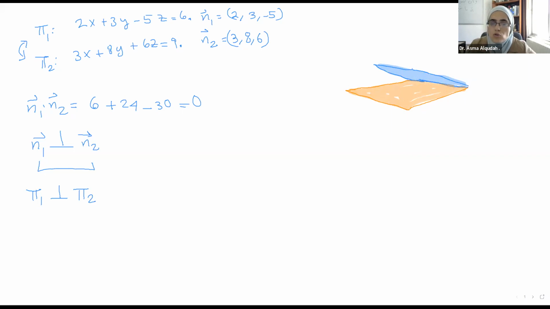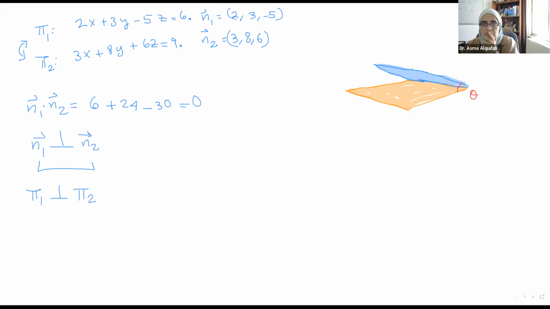Okay, these are the two planes. Now, clearly, the angle between the two planes is not 90 degrees. It's this angle. It's less than 90 degrees. Now we want to find the angle between these two planes. We call this angle theta.